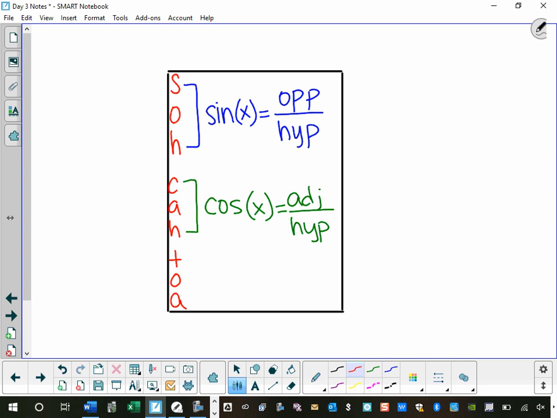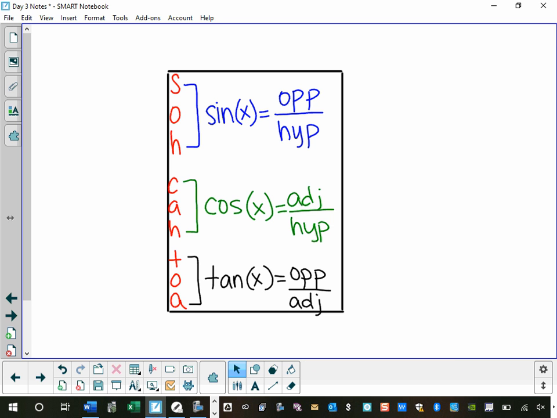We're getting there. And then the last part is TOA. That T stands for tangent, which is tan of an angle, is going to be, what's O over A? Opposite over adjacent. So keep this card. I want you to use it on your quizzes, on your tests, whatever you need to, but this will help you tremendously. Just keep it on the side as we're doing these notes.